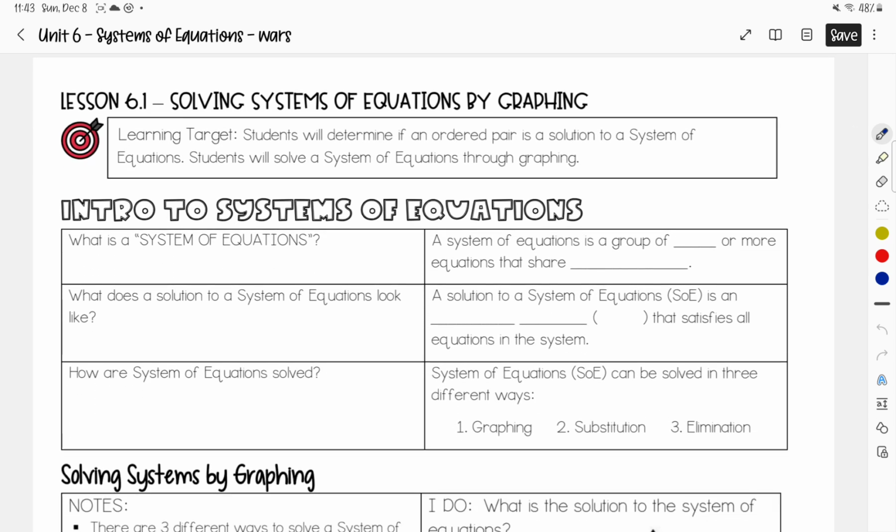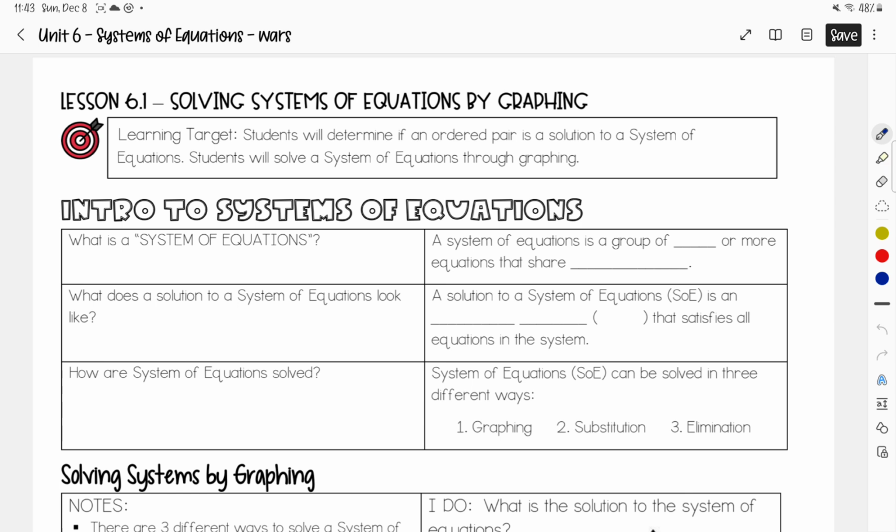So the learning target is students will determine if an ordered pair is a solution to a system of equations, and students will solve a system of equations through graphing. So let's talk about what a system of equations is and some information about it first.